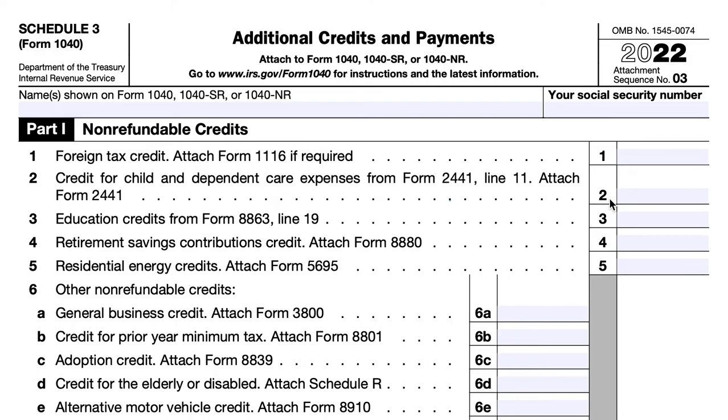And in some cases, you may be able to take the excess non-refundable credit and carry it forward to a future tax year or carry it back to a previous tax year if that's advantageous. And some non-refundable credits are just lost forever. You can either take it or you lose it.